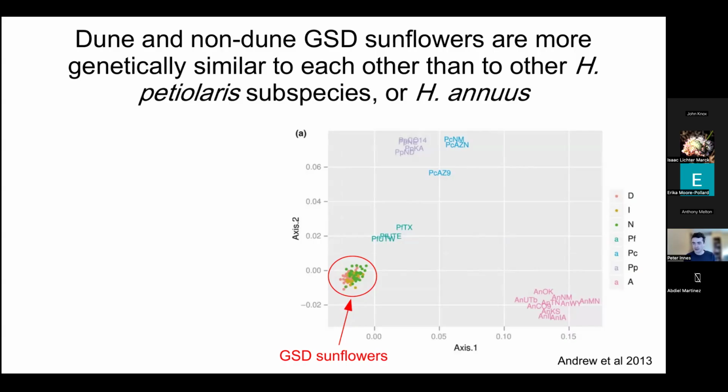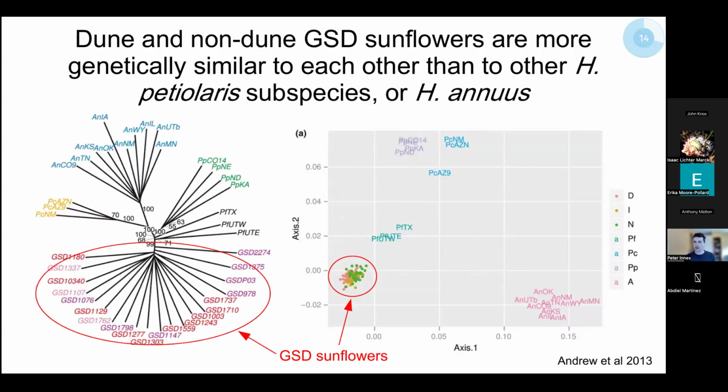So it turns out that the dune and non-dune ecotypes in the Great Sand Dunes are genetically more similar to each other than they are to other Petiolaris subspecies or to Helianthus annuus, which suggests an independent origin of sand dune adaptation in the Great Sand Dunes.